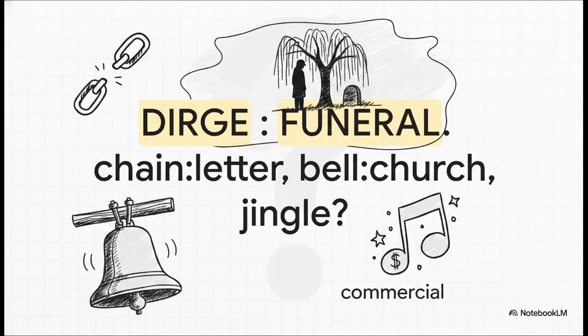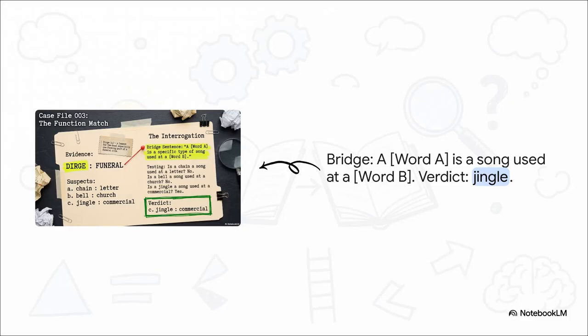Case file 003 brings us a slightly harder vocabulary challenge, the function match. The evidence is dirge and funeral. The suspects are A, chain and letter, B, bell and church, and C, jingle and commercial. Now, even if dirge is an unfamiliar word to you, if you can deduce from context or maybe some prior knowledge that it's a mournful song, you can still build a highly specific functional bridge. So the crucial point is this. Your bridge sentence becomes, a word A is a specific type of song used at a word B.